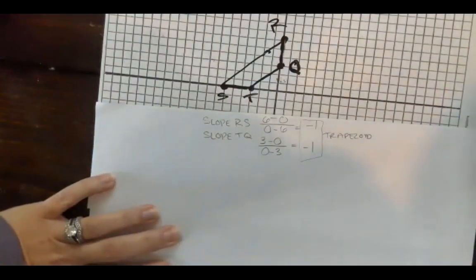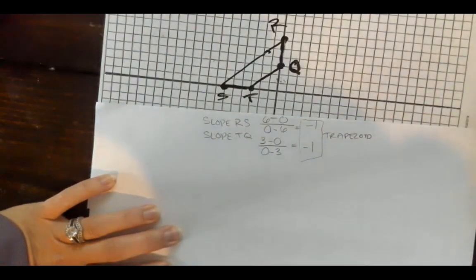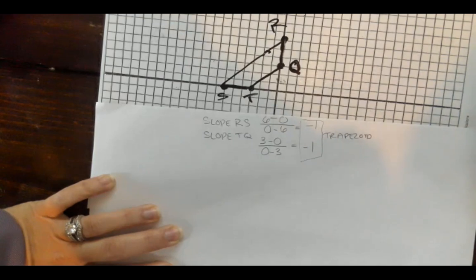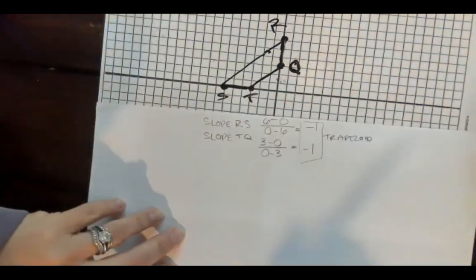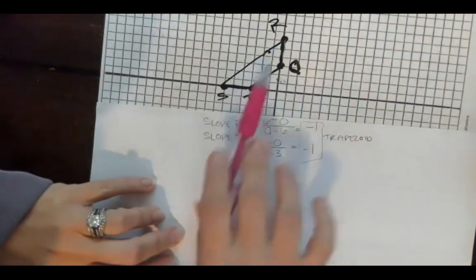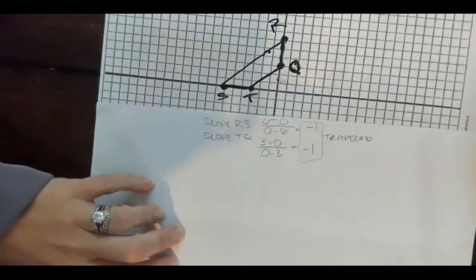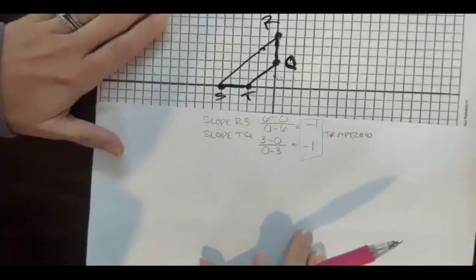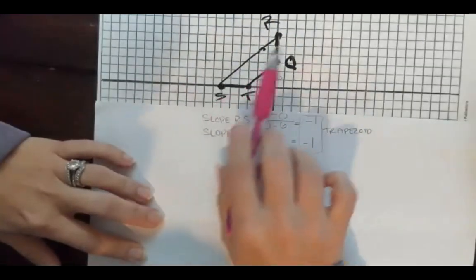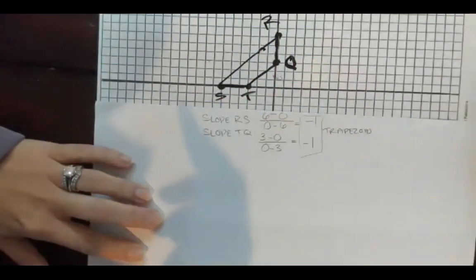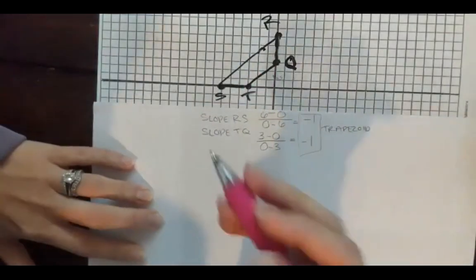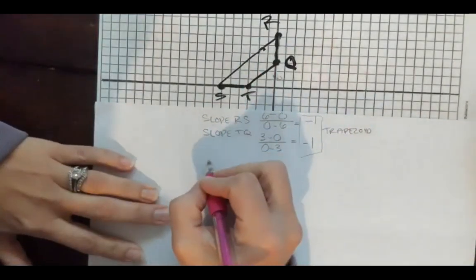Okay, and then it asks us to decide whether the trapezoid is isosceles. How do we prove that it's isosceles? We have to prove that the legs are congruent, right? That would be the easiest thing to do. Otherwise, we would be trying to prove that these angles are congruent. So let's prove that the legs are congruent because we can do that easily with distance formula.